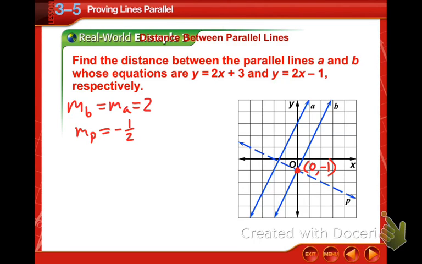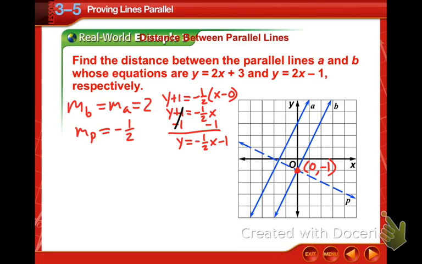So the equation for P we're going to get using our point-slope form. So y was negative 1, so y plus 1 equals our m, negative 1/2, times x minus 0. When we distribute the negative 1/2, y plus 1 is equal to negative 1/2 x, and negative 1/2 times 0 is just 0. Then we subtract 1 from both sides. So y is equal to negative 1/2 x minus 1. That's our equation for P.